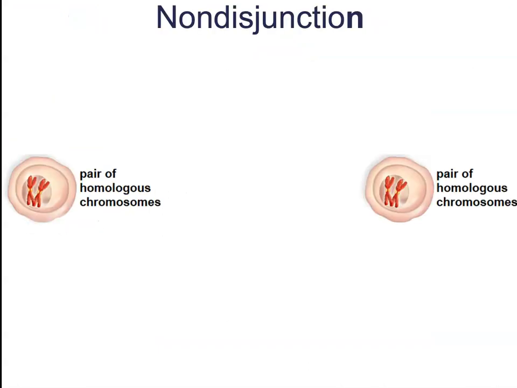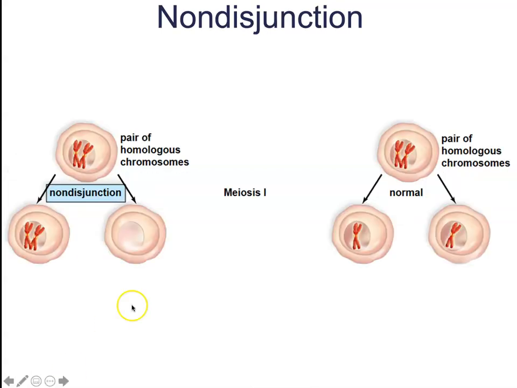So here is how nondisjunction may possibly occur in a pair of homologous chromosomes. Over here on the left, we have nondisjunction. So when we tried to separate those homologous chromosomes in meiosis 1, they simply failed to separate. We didn't properly check our seat belts.